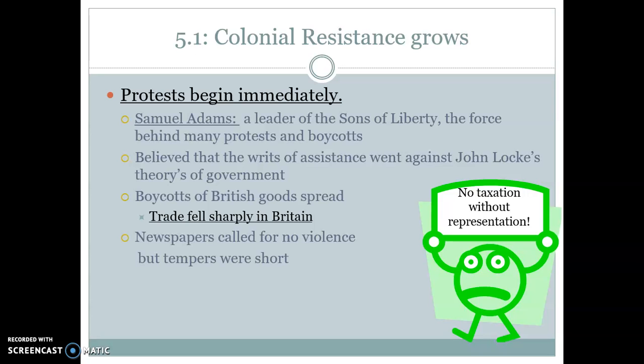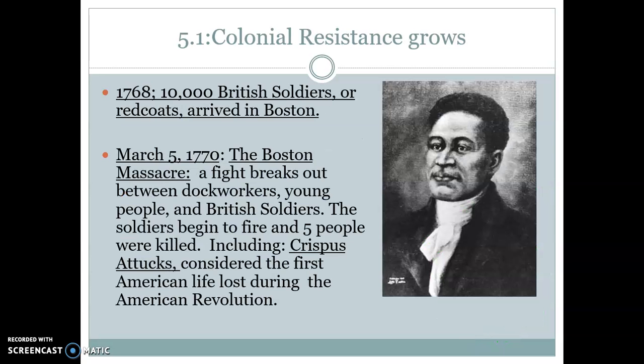So these boycotts of British goods spread. And because these British colonists refused to buy British goods, trade is going to fall sharply. Britain is actually going to have more issues because of this. They're going to be more and more into debt. And these newspapers begin to call for nonviolent protests and nonviolent boycotts. But their tempers were short. So it's just going to begin to escalate from here.